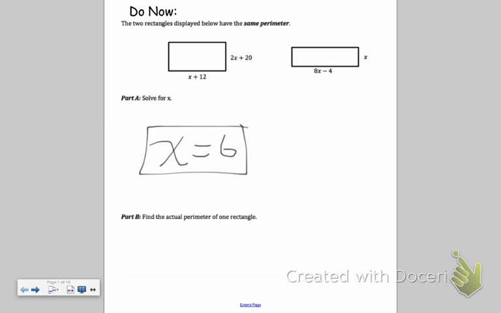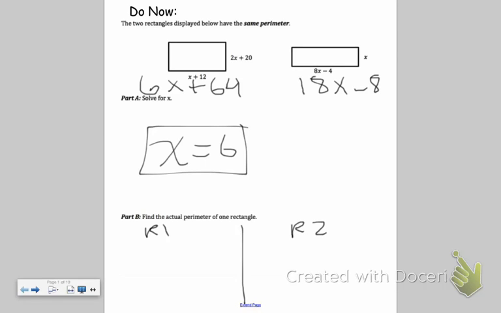So the expression that represented this first rectangle after we combined all our like terms was 6x plus 64. The expression that represents the perimeter of the right rectangle was 18x minus 8. Right, so we have rectangle 1 and rectangle 2.